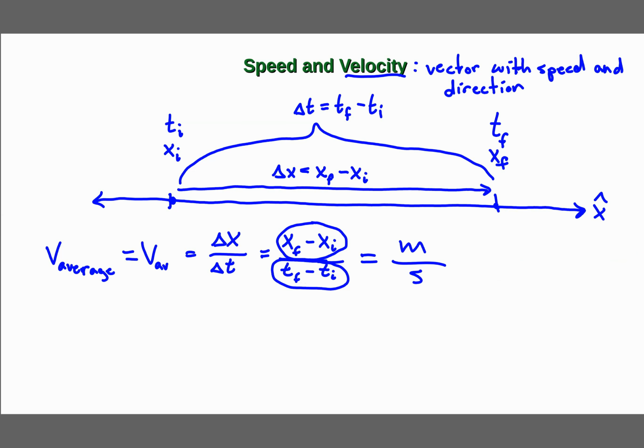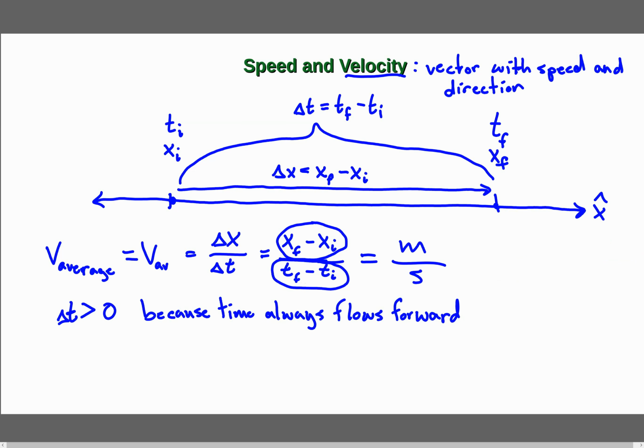The next thing to pay attention to is note that delta t will always be positive. Okay, delta t is greater than 0. And this is true because time always flows forward. We don't have time flowing in reverse, right? Time flows forward, so delta t is always greater than 0.